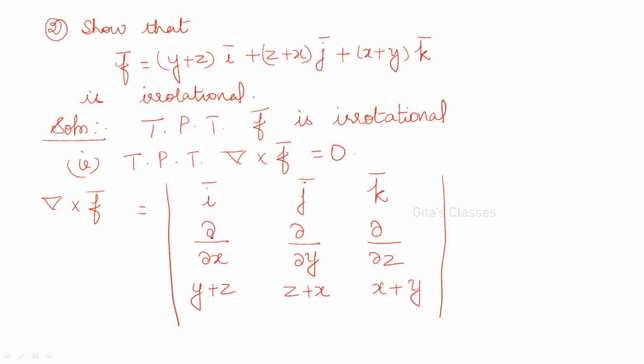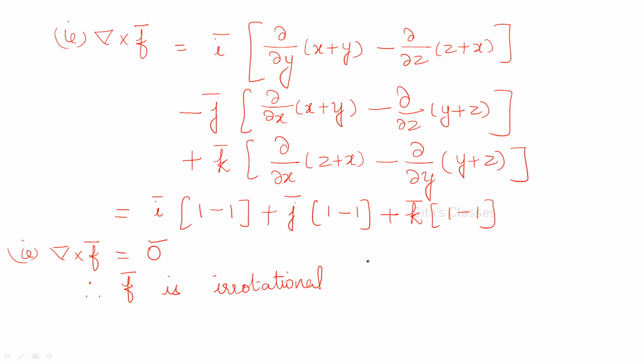Always remember that it is the determinant with i, j, k in the first row, dou by dou x, dou by dou y, dou by dou z in the second row, and f1, f2, f3 in the third row. Expanding, we get dou by dou y of (x plus y), that is 1, and dou by dou z of (z plus x), differentiating with respect to z, again it is 1. Similarly, j into (1 minus 1) plus k into (1 minus 1), it is 0. Because del cross f is equal to the zero vector, it is irrotational.